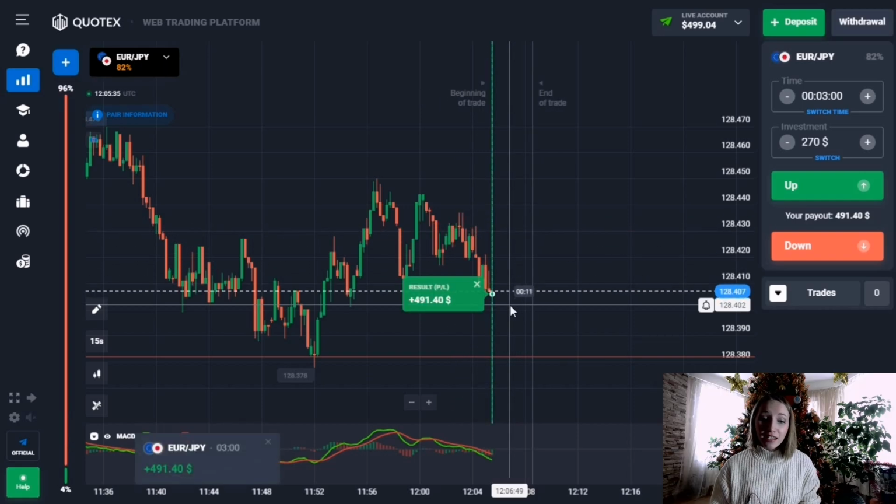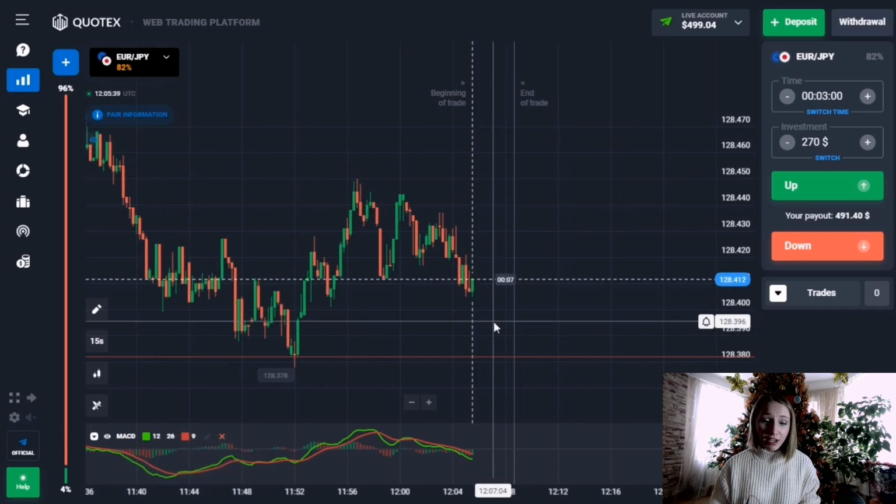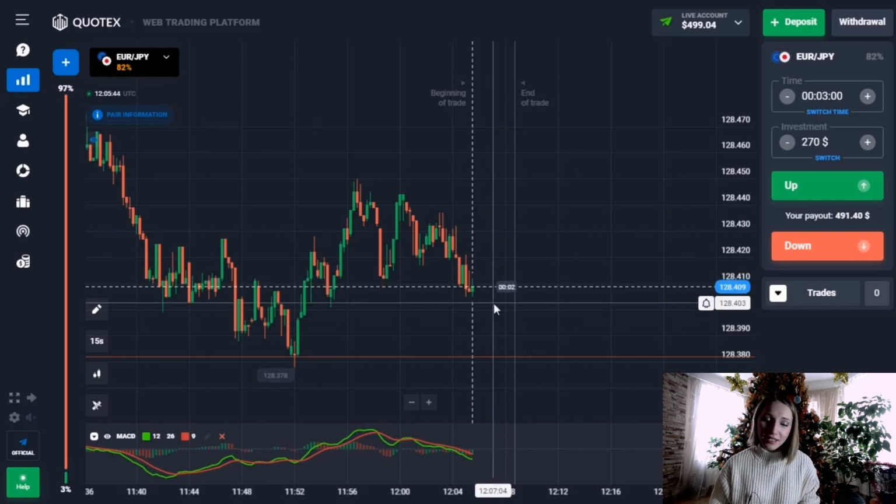Well guys, it's not bad. The price continued moving down and here we had time to close our trade in profit. The indicator really showed us very good entry points. So guys, we can continue.